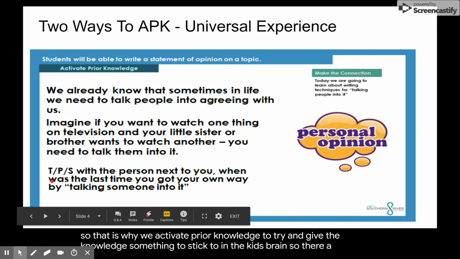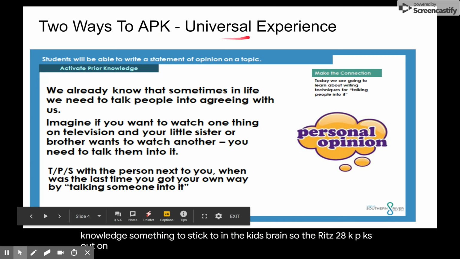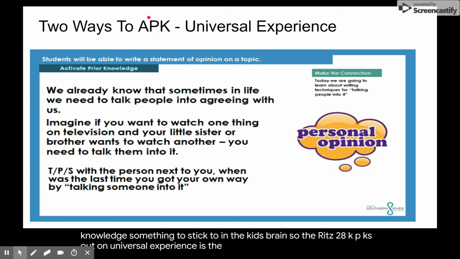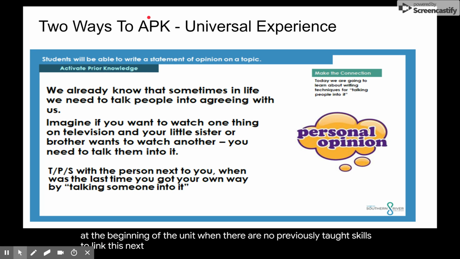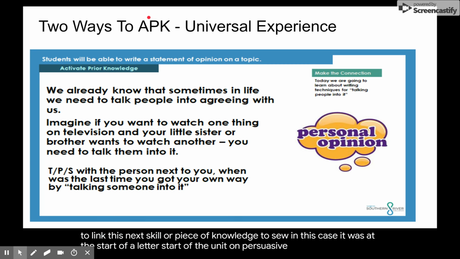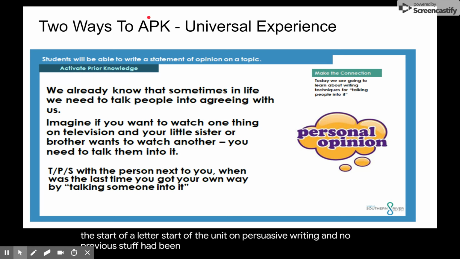So there are two ways to APK. See, I told you. Universal experience is the first one. Now, we most often use this at the beginning of a unit when there are no previously taught skills to link this next skill or piece of knowledge to. So in this case, it was at the start of a unit on persuasive writing, and no previous stuff had been taught on persuasive writing.